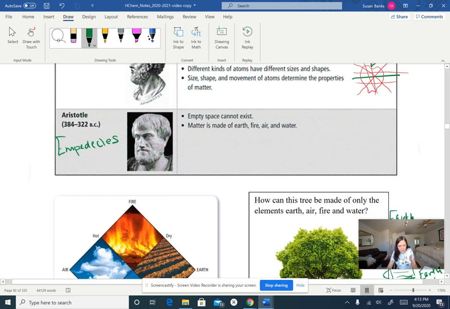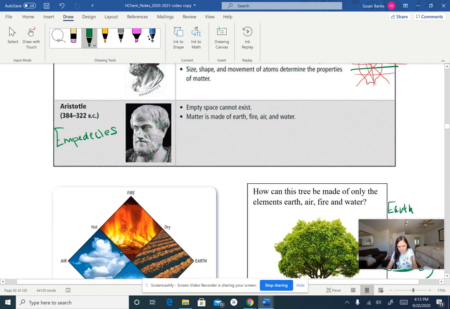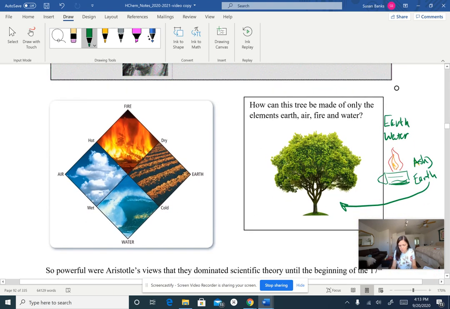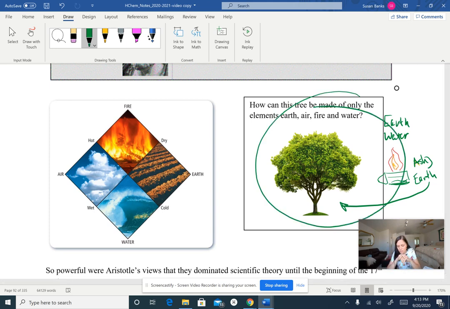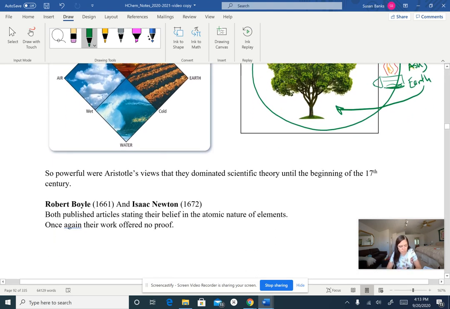Now, Democritus's idea is really a thought experiment. Aristotle and Empedocles actually had evidence. This is what they said was going on. This was their evidence. So guess what? We always want evidence in scientific thought, don't we? So Aristotle's ideas won out, and they won out for over 2,000 years. So powerful were Aristotle's views that they dominated scientific theory until the beginning of the 17th century, 2,000 years.